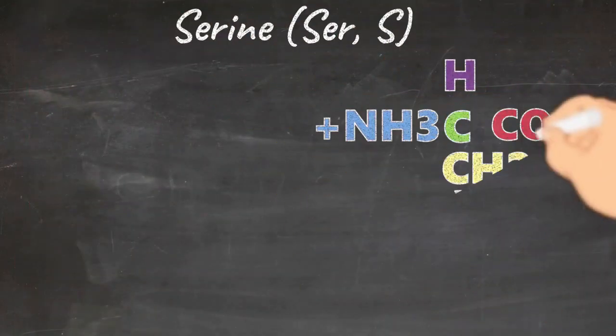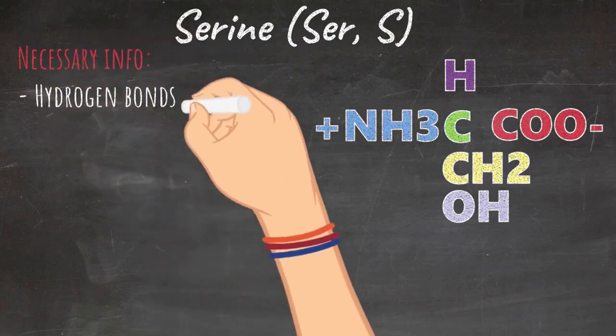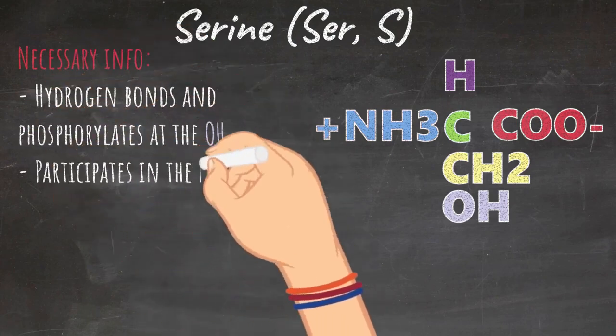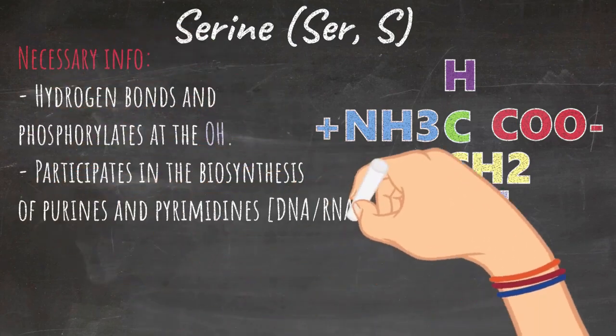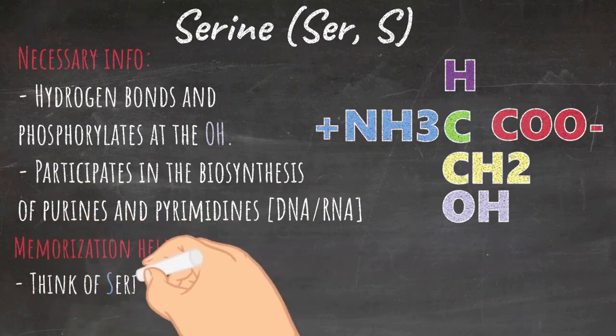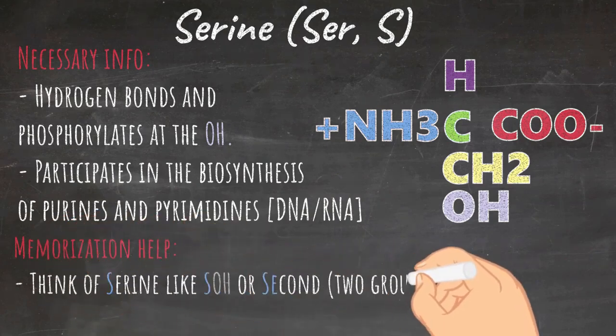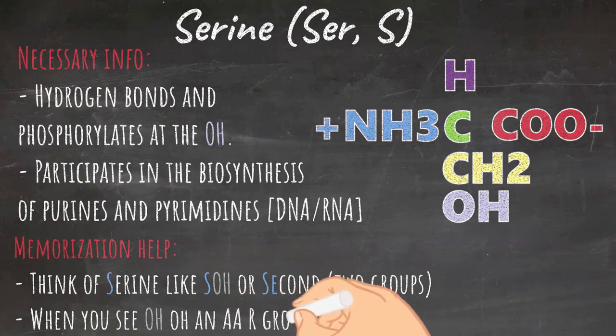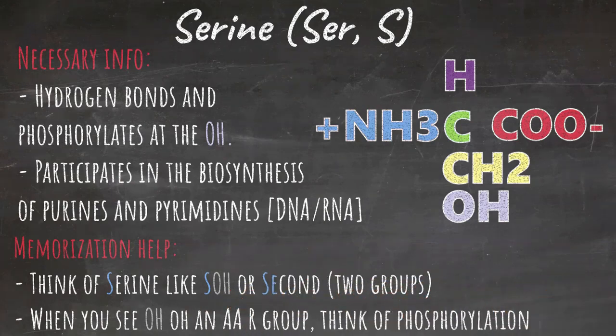Serine is abbreviated SER and S. Necessary info includes that it hydrogen bonds and it is phosphorylated at the OH. It participates in the biosynthesis of purines and pyrimidines for DNA and RNA, which are going to be talked about in later videos. To help memorize this, I think of serine like SO, just like in SOHCAHTOA, or second. I think two groups are included.